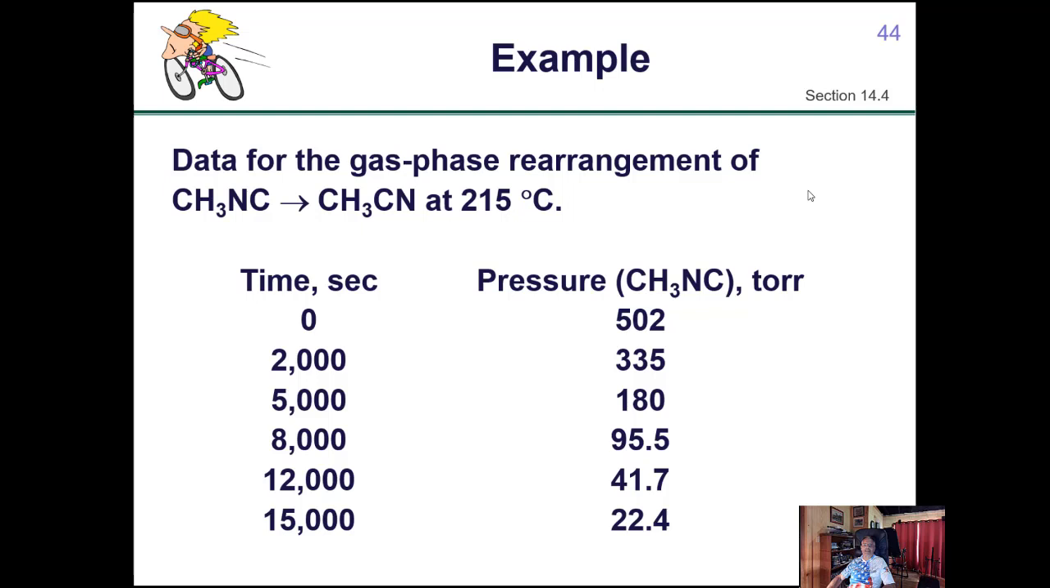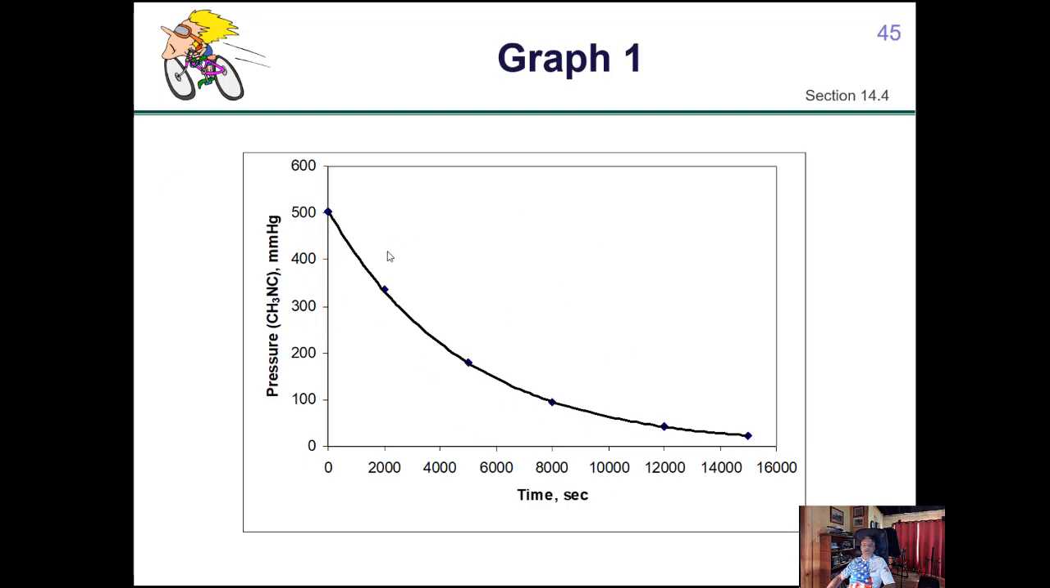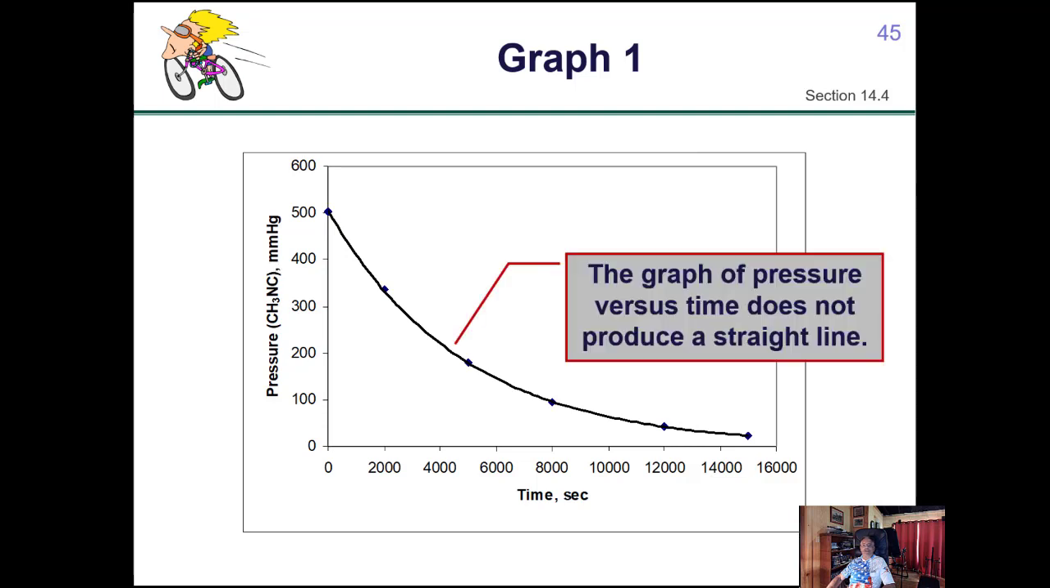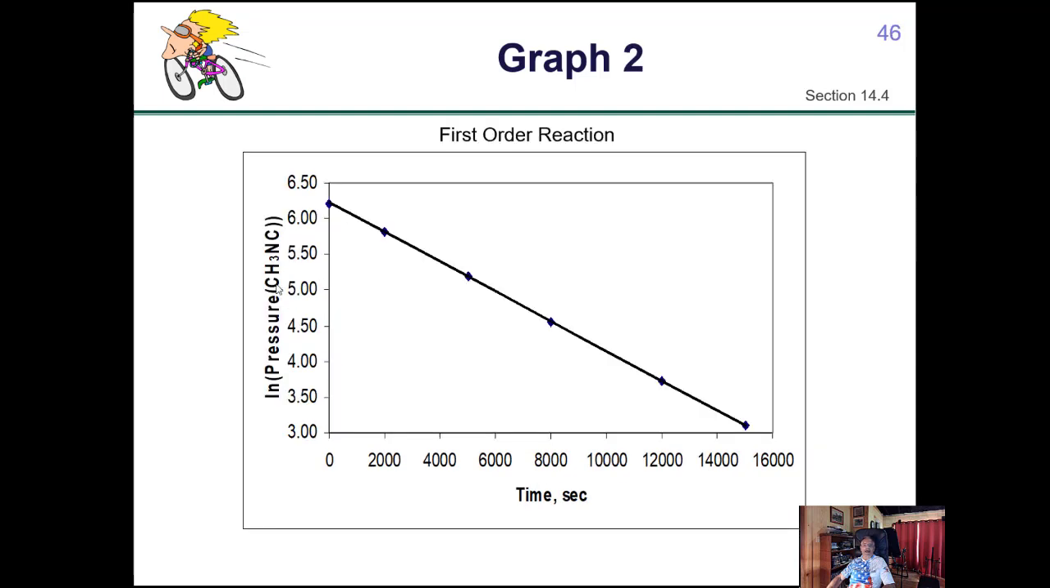If this is the raw data that you develop for a reaction, here's time. We're going to put that on the x-axis. Here's the pressure, and it's in torr, which is just fine for this, at a particular temperature. We can graph that and we get a curve. Now, there's no way from looking at this curve to tell whether this is a first order, a second order, or a third order reaction. But if instead of graphing the pressure, which can be used as a unit of concentration for a gas phase reaction, I graph the natural log of the pressure versus time, and I wind up with a straight line, I automatically know that this is going to be a first order reaction.